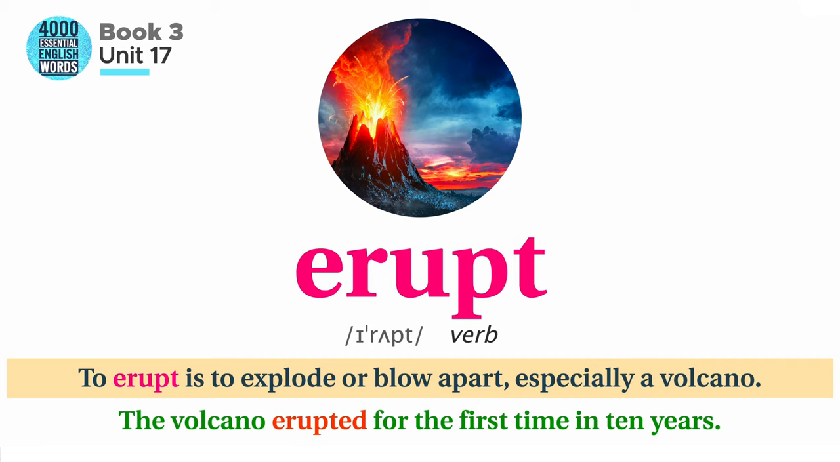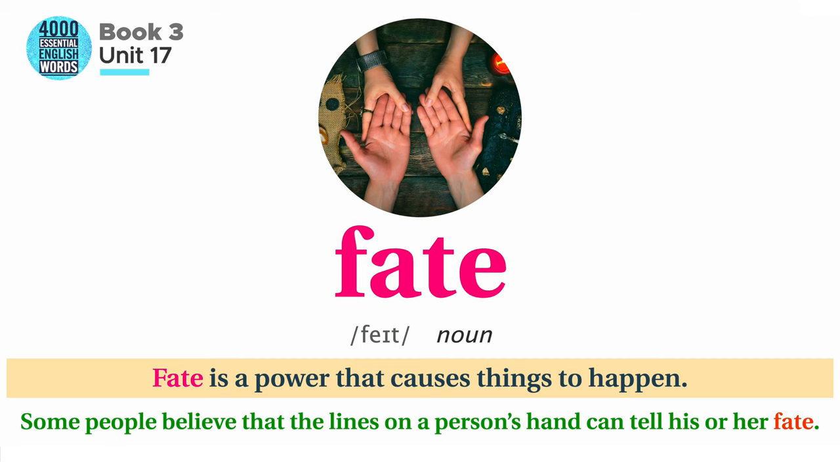Erupt. To erupt is to explode or blow apart, especially a volcano. The volcano erupted for the first time in 10 years. Fate. Fate is a power that causes things to happen. Some people believe that the lines on a person's hand can tell his or her fate.